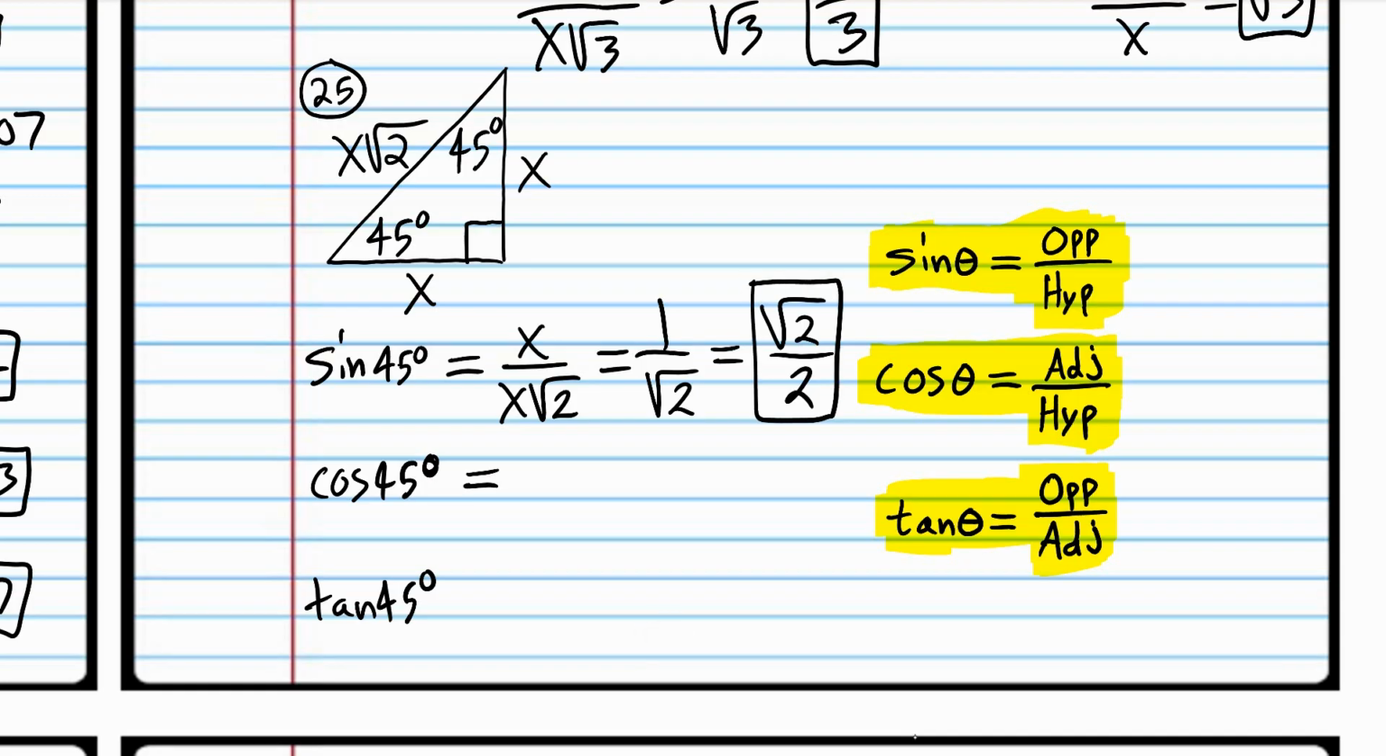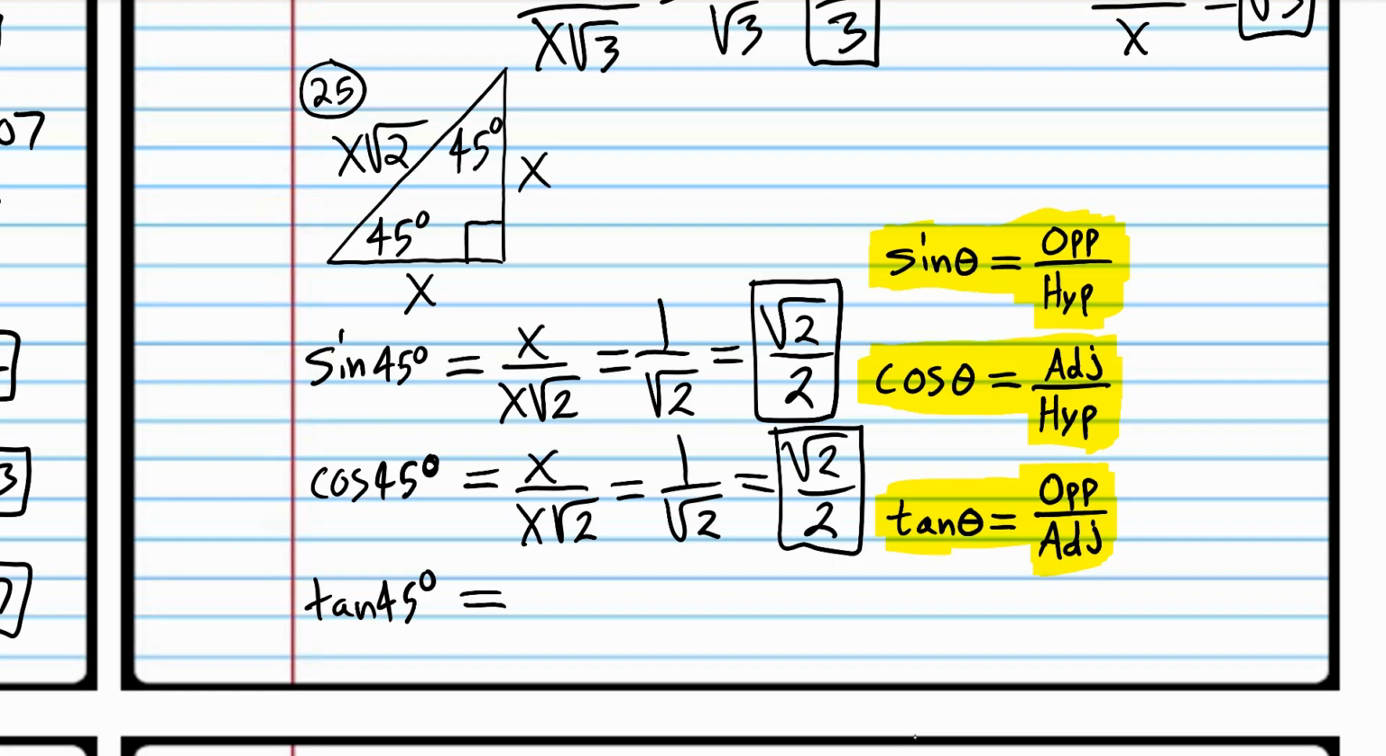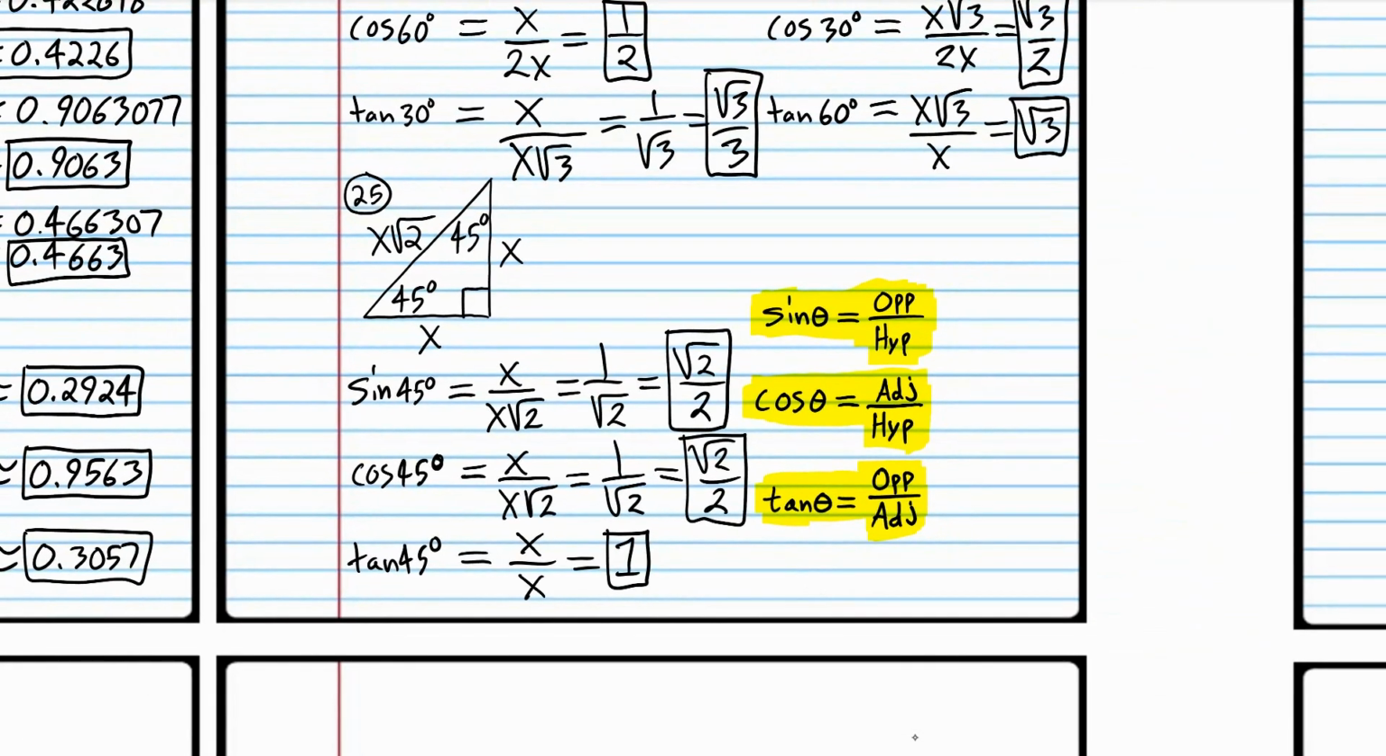And cosine 45, same thing, because it's an isosceles triangle. X's cancel out. Rationalize the denominator. Tangent 45, that's just going to be opposite over adjacent. X over x is just 1. So if you got those answers, good job.